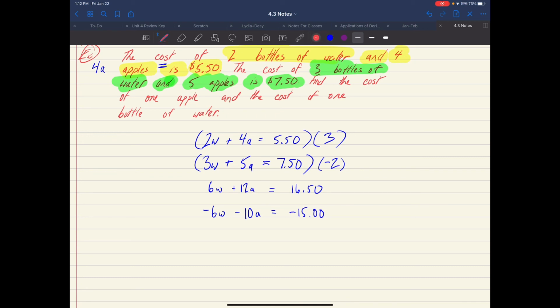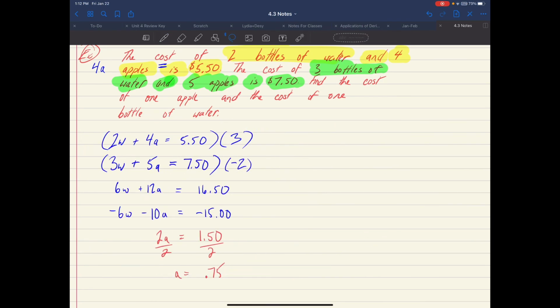So 6W minus 6W is 0. 12A minus 10A is 2A. 1650 minus 1500, it would just be 150, or $1.50. Divide both by 2. If you have $1.50 and you want to split it, it's 0.75. So an apple is 75 cents.